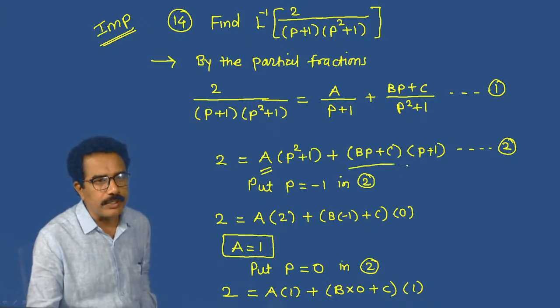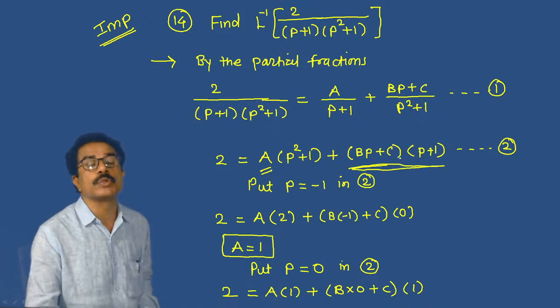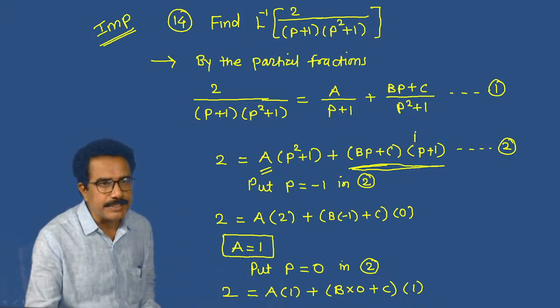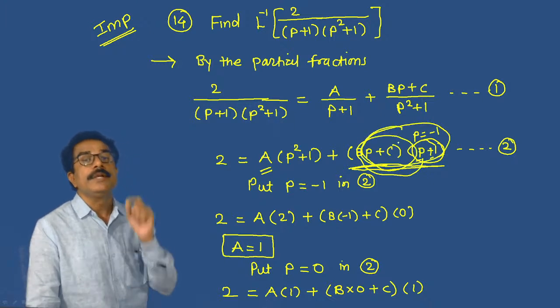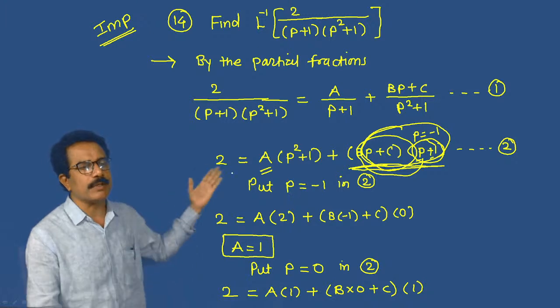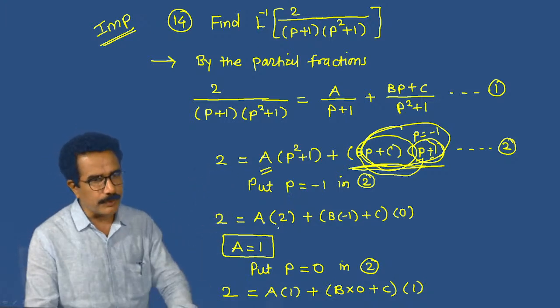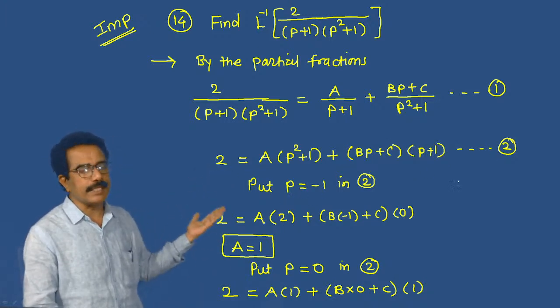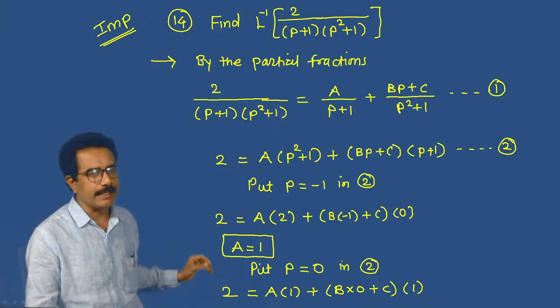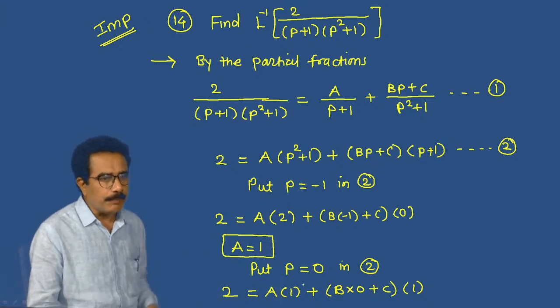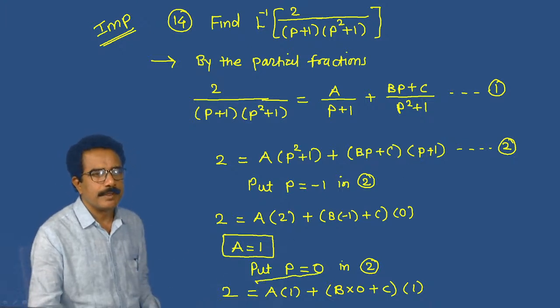So we have to reduce this bracket, the total term goes to 0. We have to convert this total term into 0 by putting p is equals to minus 1. So minus 1 plus 1, this bracket goes to 0, 0 into this term means total term goes to 0. So by putting p is equals to minus 1, we can find the value of a. So put p is equals to minus 1 in equation 2, therefore a will be 1.